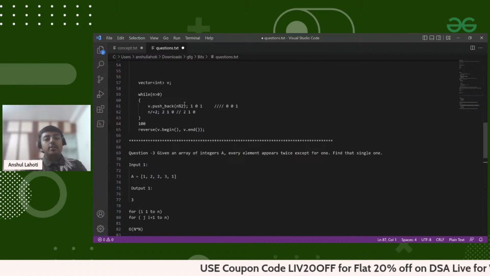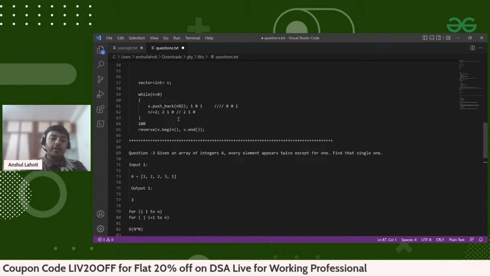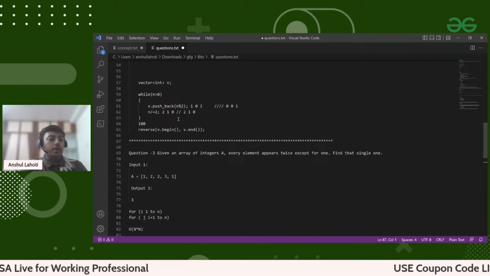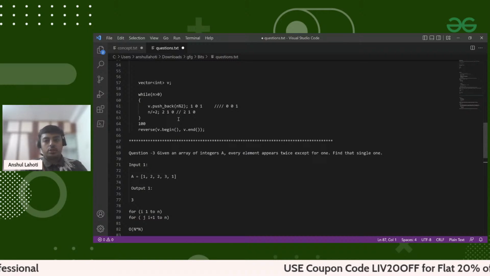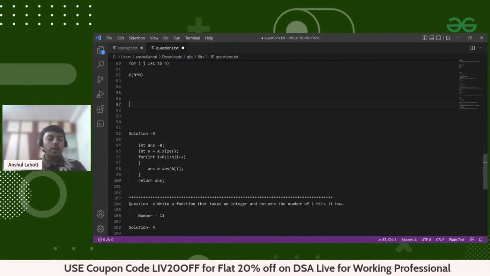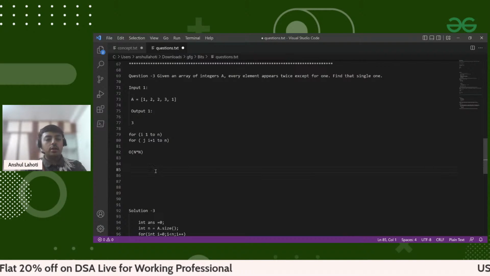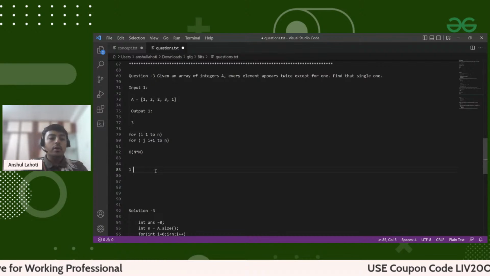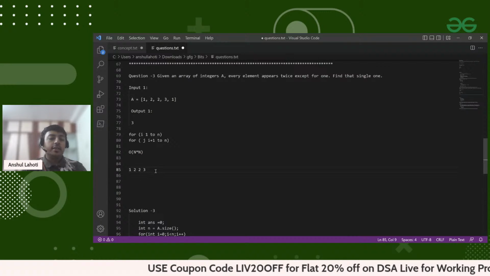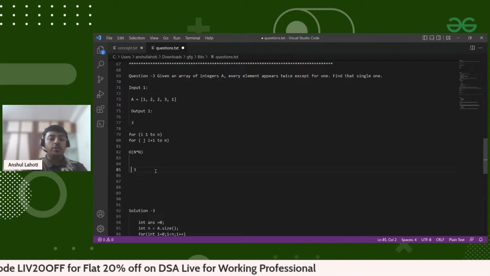The XOR of the same numbers is 0 and the XOR of different numbers will be different, like 1, right? 0 XOR 0 is 0, 0 XOR 1 is 1. So in the same way here we can check. Here you can see 1, 2, 2, 3, 1. So 1 will be cancelled with the other 1, since 1 XOR 1 will be 0, and 2 XOR 2 will be 0 again, and you will have an output.